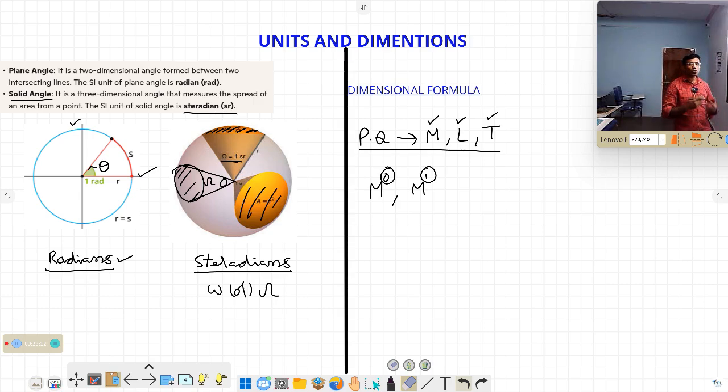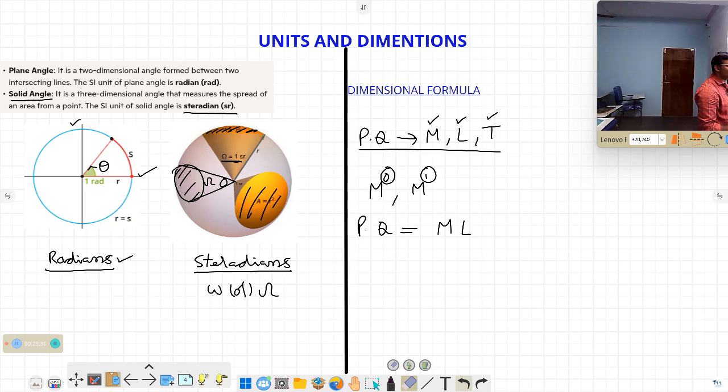How to write that dimension formula, and after learning the methodology, using the dimension formulas we have a lot of applications. Application based problems also come in the examinations. First I will explain how to write the dimension formula. Any physical quantity's dimension formula can be expressed in terms of mass, length, time. This is the procedure you have to follow.